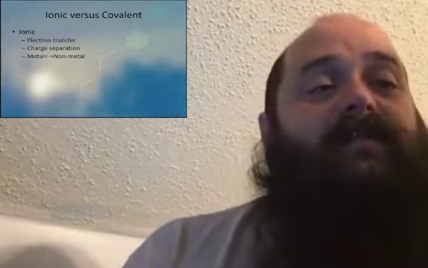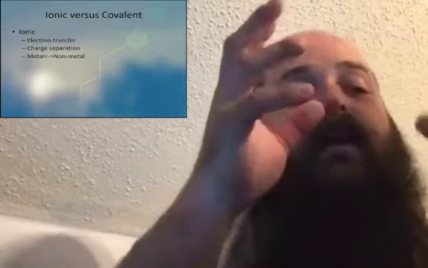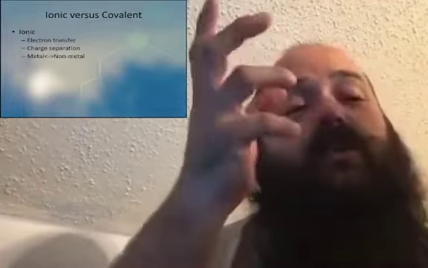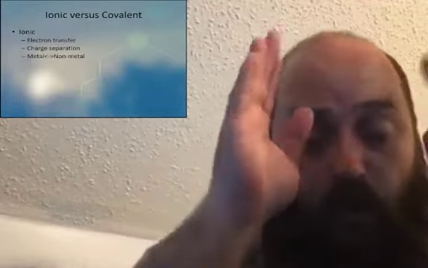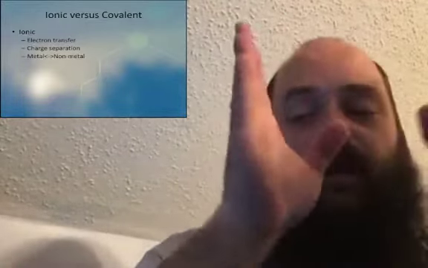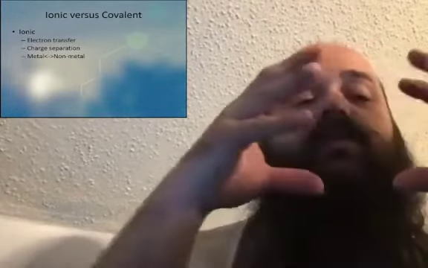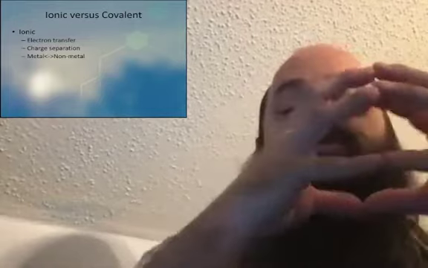So, I've explained ionic bonds. Ionic bonds is where there's an electron transfer from one atom to another that creates a charge separation. This is, for your purposes, always between a metal and a nonmetal. It's not always true, but for the purposes of this class, we will constrain ionic reactions to nonmetal and metal.